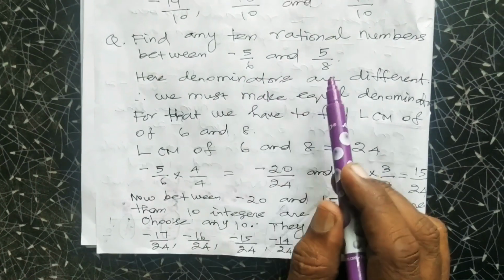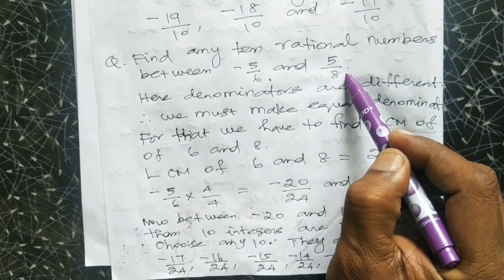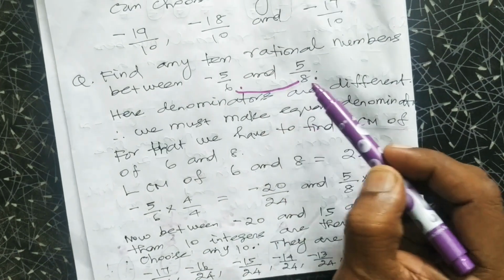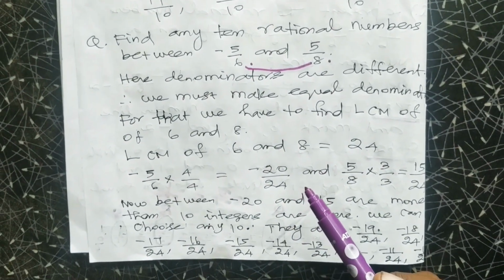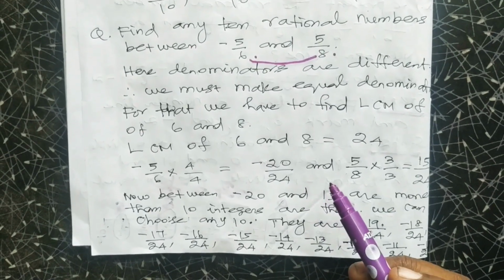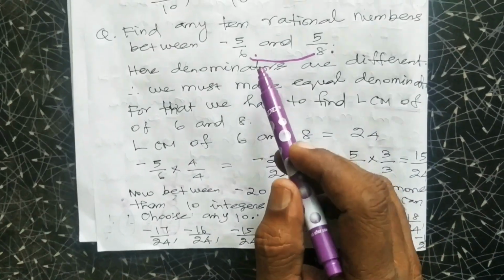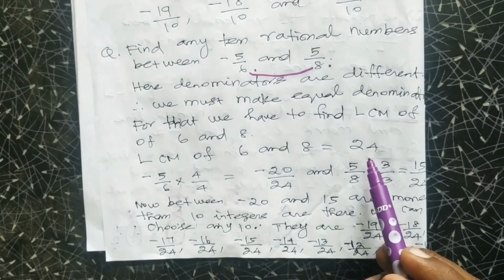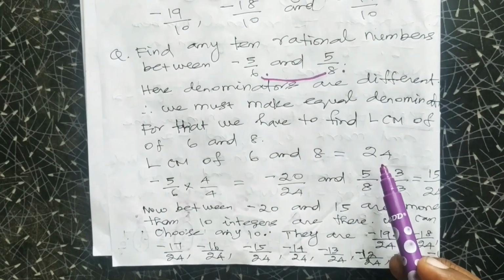Find any 10 rational numbers between minus 5 by 6 and 5 by 8. Here you see 6 and 8 are different numbers. Denominators are different. We have to make them the same. How to make them the same? By taking LCM. Now we have to find the LCM of the denominators 6 and 8. The LCM is 24, not 48. That is why I told you must be thorough with LCM.